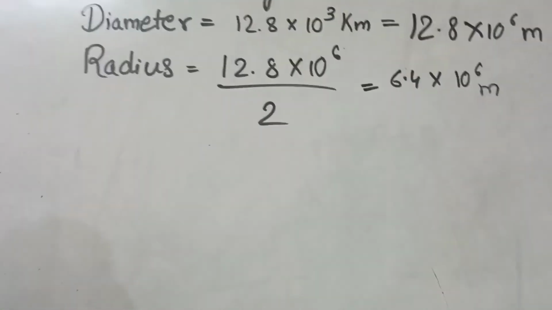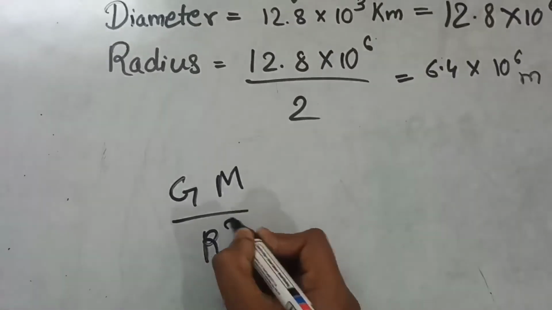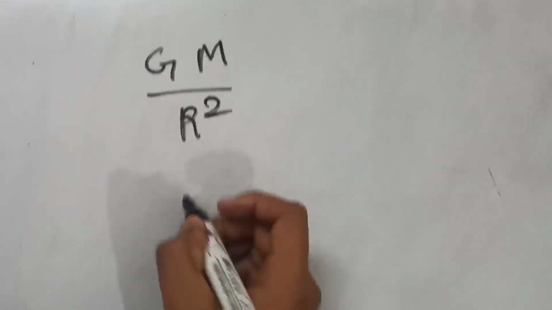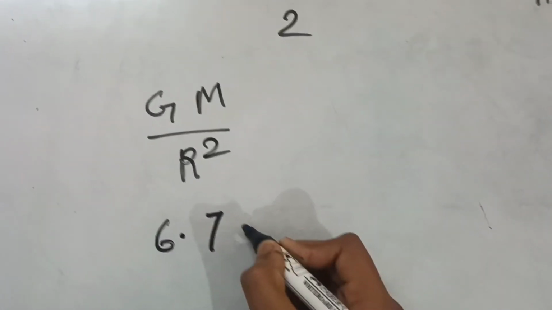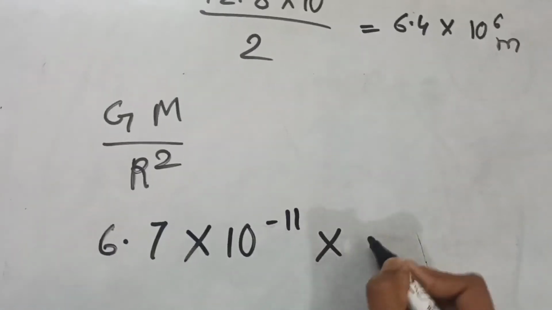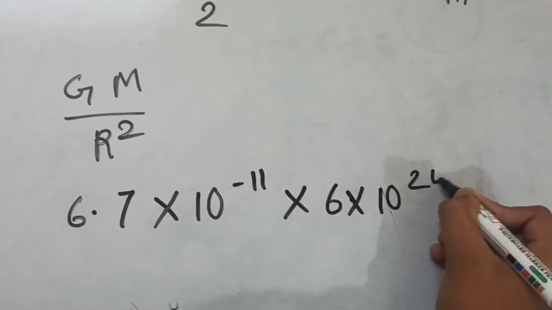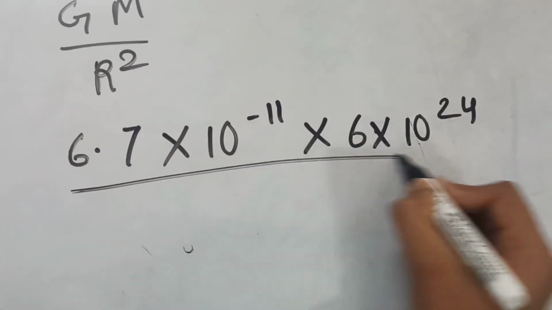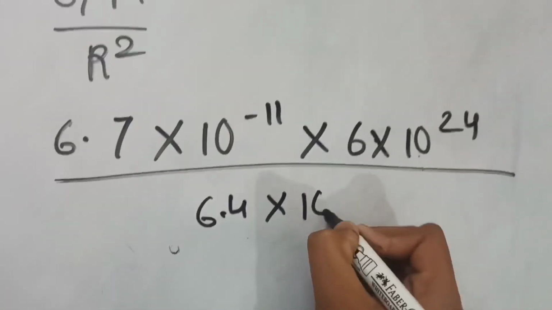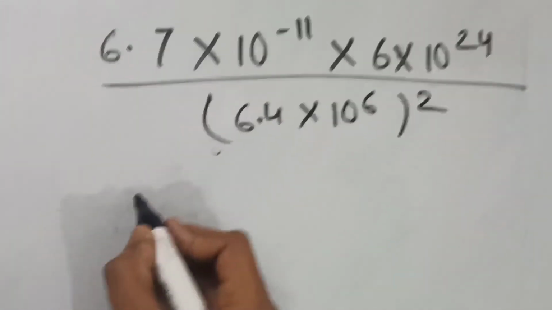And now we will put all these values in the formula GM by r square, because again we have to calculate the gravitational force on the surface of a planet. So 6.7 into 10 to the power minus 11 into 6 into 10 to the power 24 divided by 6.4 into 10 to the power 6 whole square.